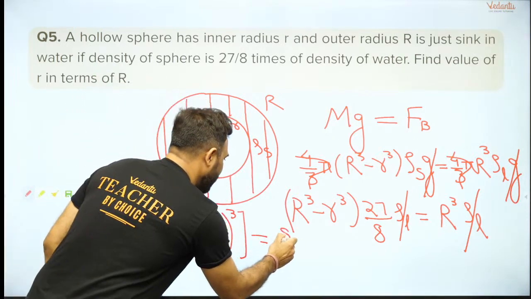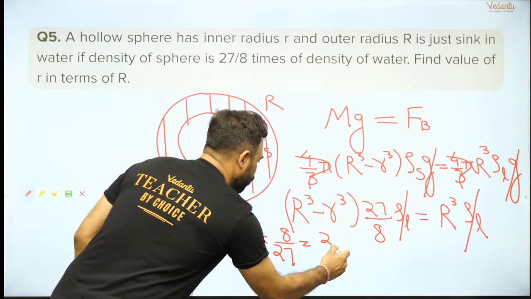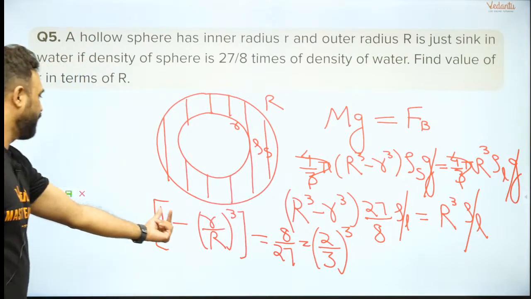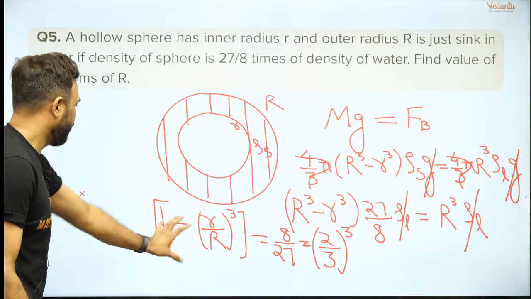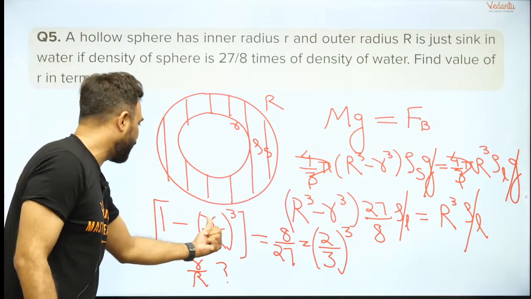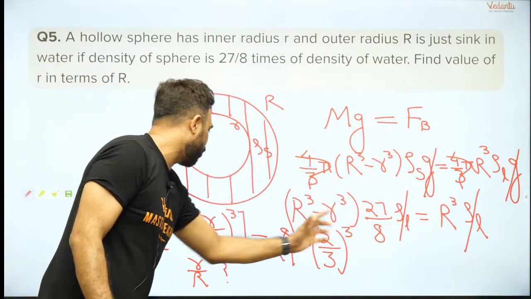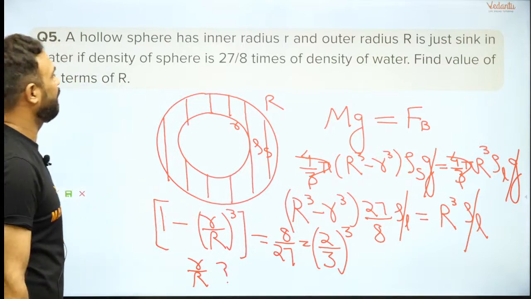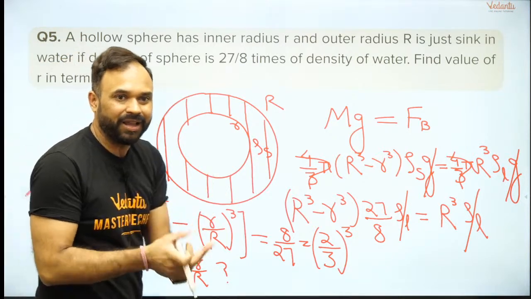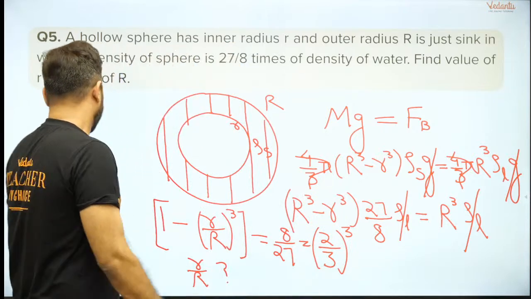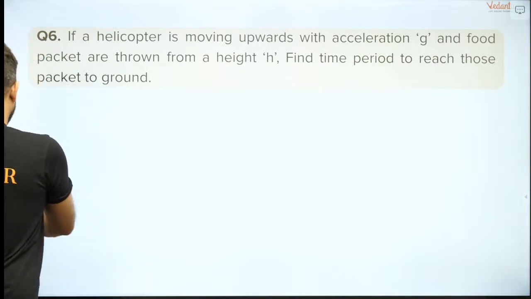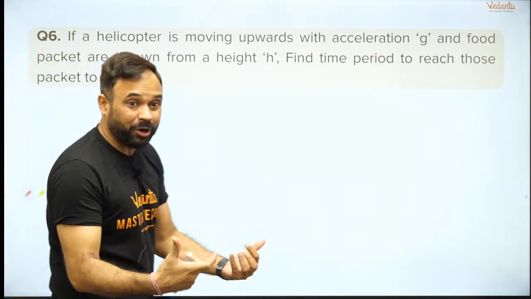Now if you divide this equation by capital R cube, so 1 minus small r by capital R, the whole cube, this equation becomes equal to 8 by 27, which is 2 by 3, the whole cube, right? And now from this equation you can find out the ratio small r by capital R very, very easily. 1 minus small r by capital R, the whole cube, is equal to 2 by 3, the whole cube. So you need to find out the value of small r by capital R. That's what was required: find the value of small r in terms of capital R. This equation will serve my purpose, right?